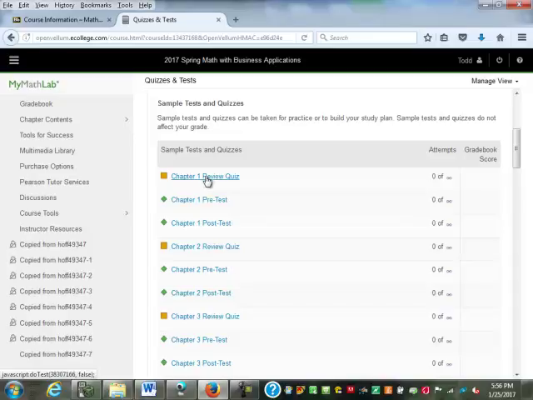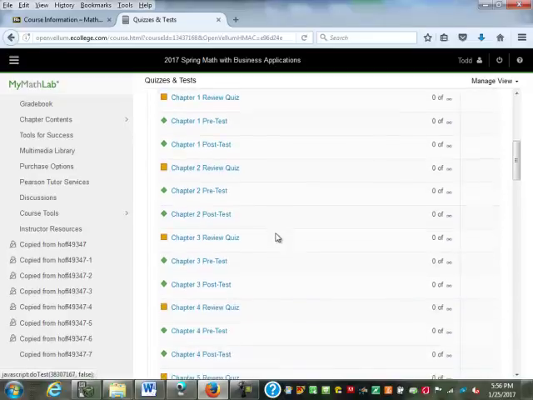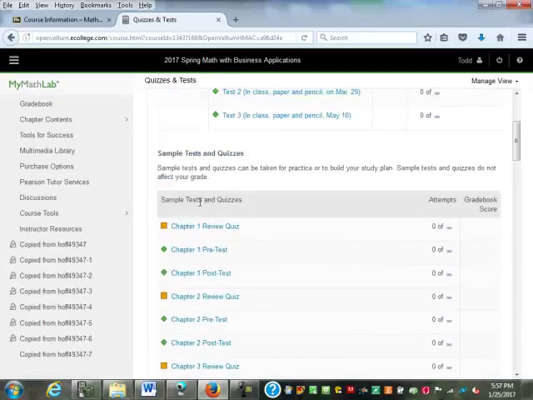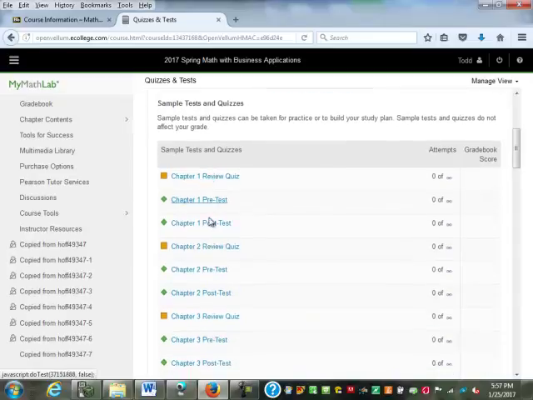But if you're struggling with chapter 1 and you want to go back and review a little more, you can do a review quiz, pre-test, post-test. That goes back through the stuff in chapter 1. Now, I'll warn you, we don't even do chapter 1 in here. There isn't even a chapter 1 in your textbook. So probably don't need to review that stuff.